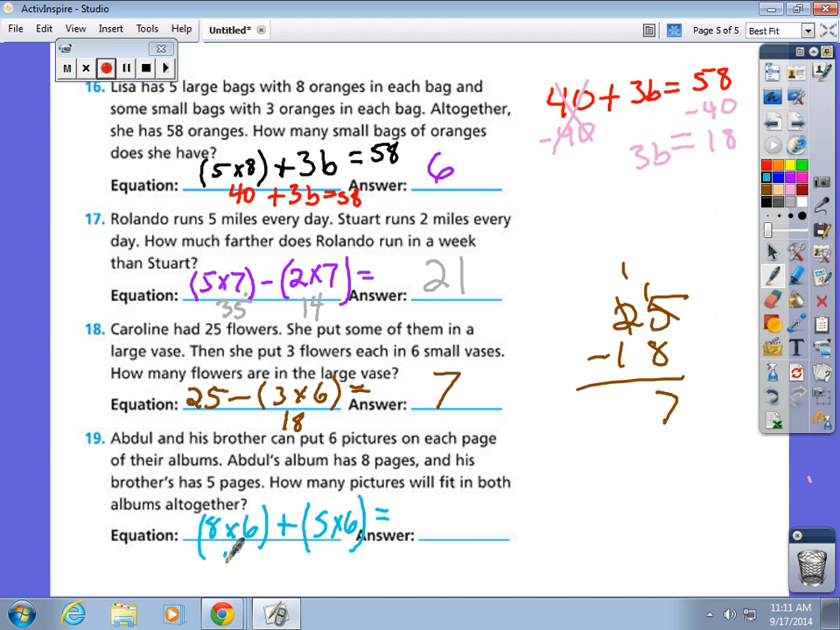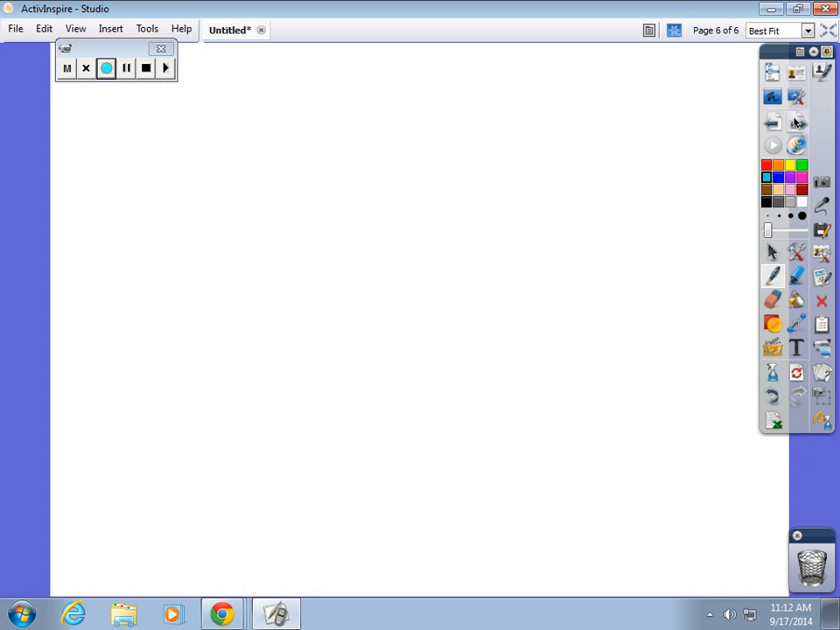6 and 8 went on a date from 4 till 8. There we go. 6 times 5 is 30. 48 plus 30. 8 plus 0 is 8, so I'll put that in my ones place. 4 plus 3 in my tens place is 7. So 78 pictures altogether.